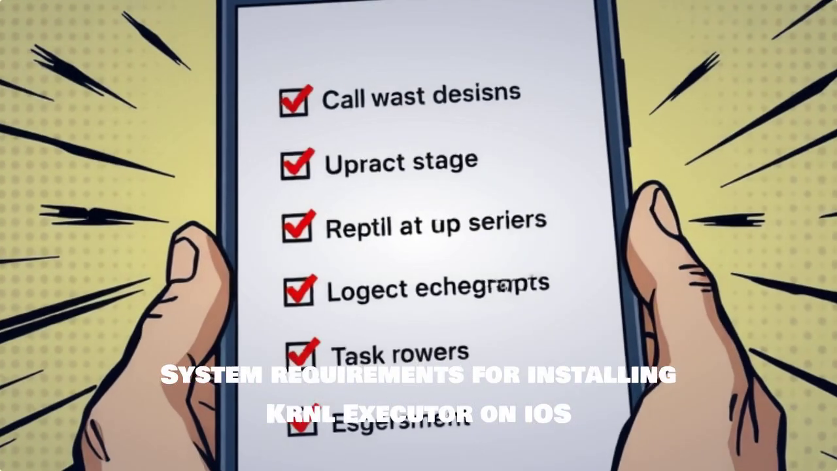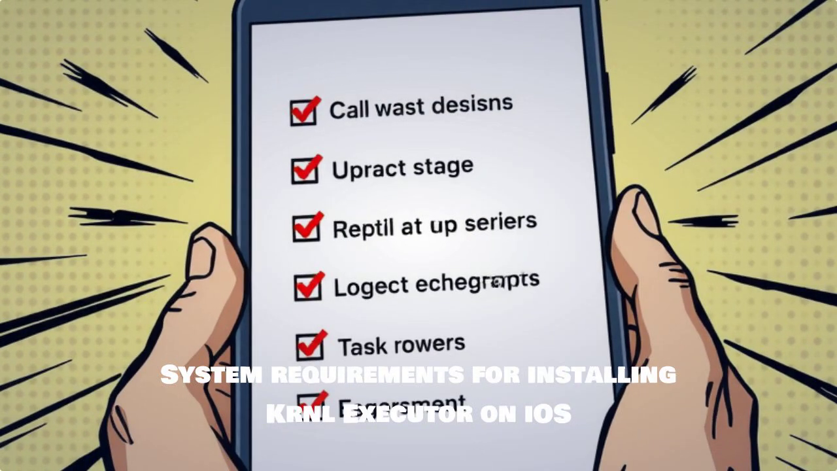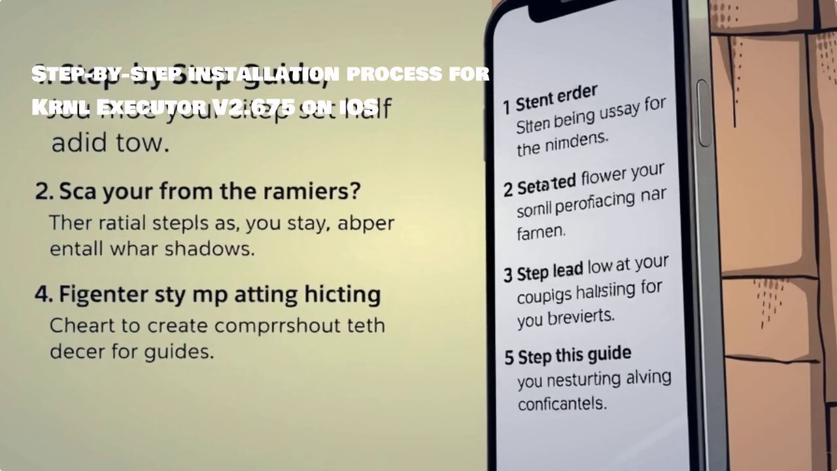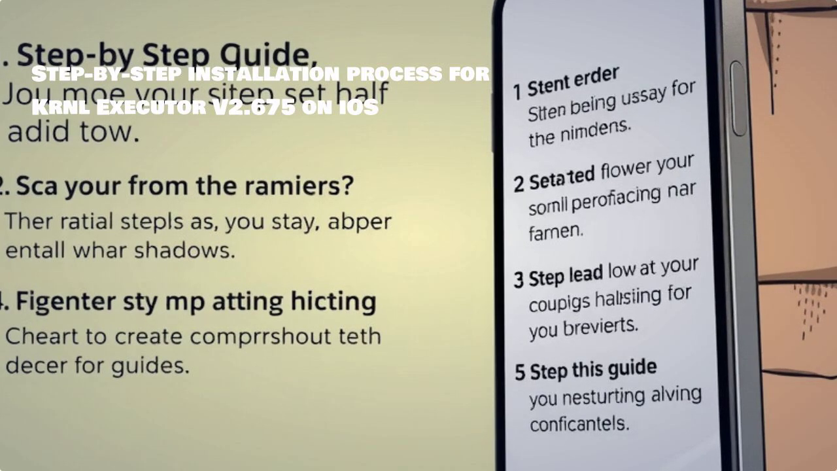Before we install, let's check the system requirements. Ensure your device is up to date with iOS and has enough storage space for the app. Now, let's walk through the installation steps. Follow closely as I guide you through downloading and installing Krnl Executor V2.675.